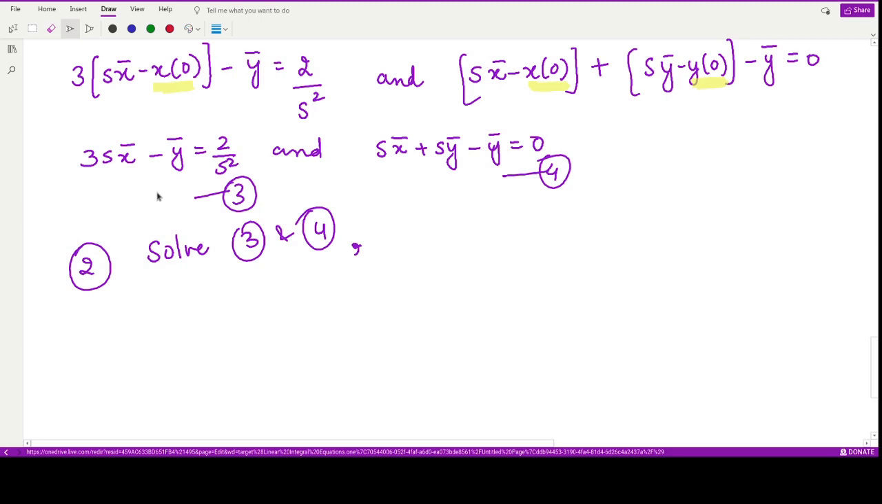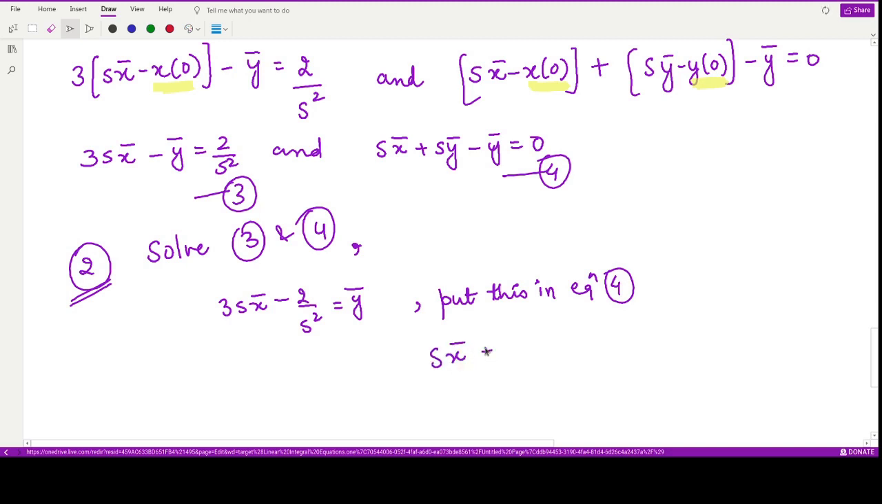So what we can do, we can calculate from 3 the value of y bar. So it would be (3s x bar minus 2)/s² is equal to y bar, and we can put this value into equation number 4. So we will have s x bar plus (s minus 1) into y bar, and the value of y bar is (3s x bar minus 2)/s². This is equal to 0.